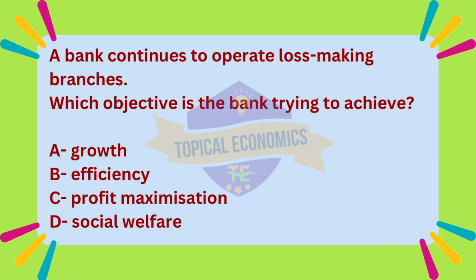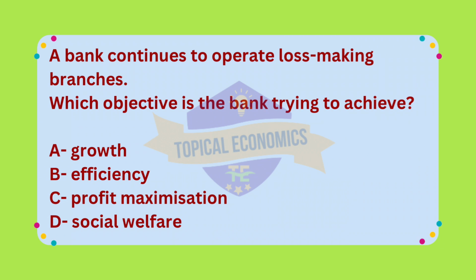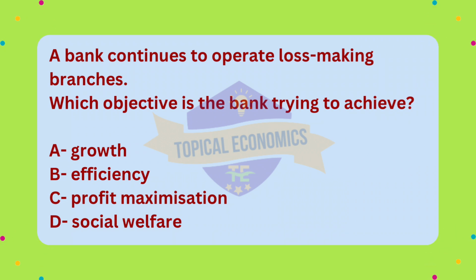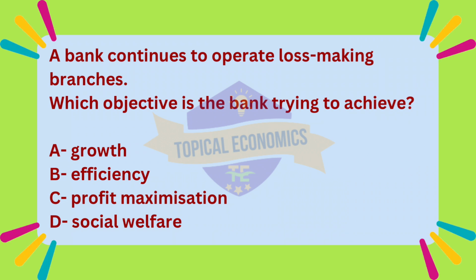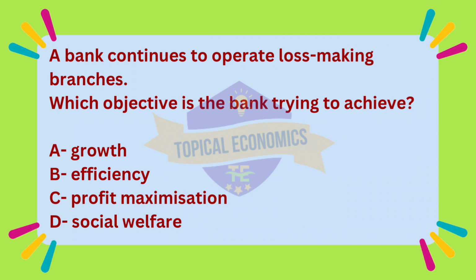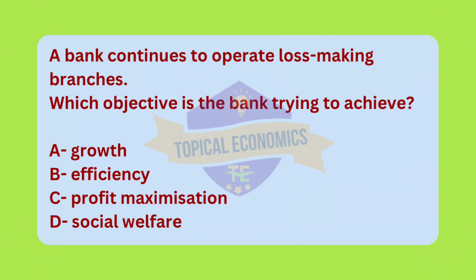Social welfare. Banks may keep certain branches open, even if they are not profitable, to serve the local community or provide financial services to underserved areas. This can be part of their commitment to social responsibility, ensuring access to banking services for all customers, regardless of profitability. Option A, growth, typically focuses on expanding the bank's market share or assets, which is unlikely if branches are losing money. Next, option B, efficiency.